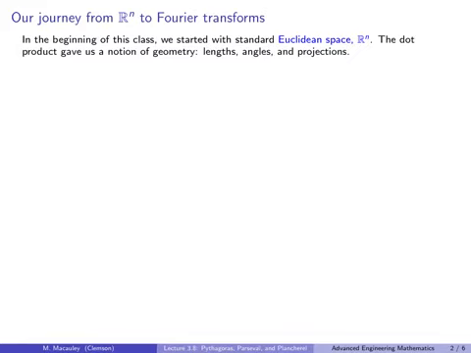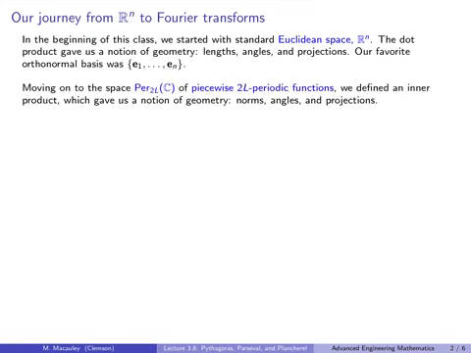The dot product gave us a notion of geometry. We got lengths, angles, and projections. Our favorite orthonormal basis was the standard unit basis vectors E1 up to En, though any orthonormal basis is really just as good.